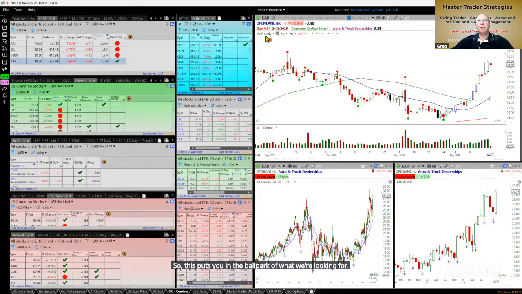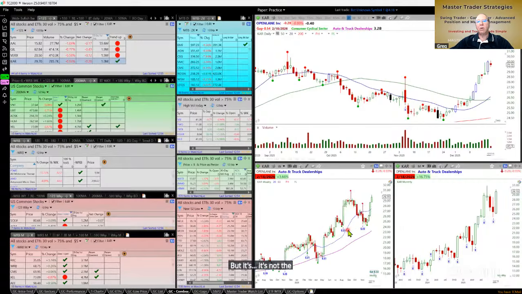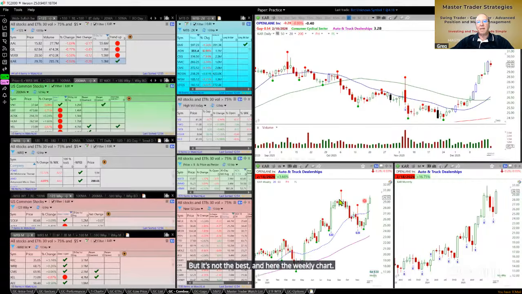PCAR, is it? No, it's not PCAR. KIR. There's a 1-2-3. That's not a great 1-2-3 because it's up a lot, but it still could go. But it's not the best. And here the weekly chart. No, it's near resistance. If it consolidated a little bit more, it'd be more interesting, right?